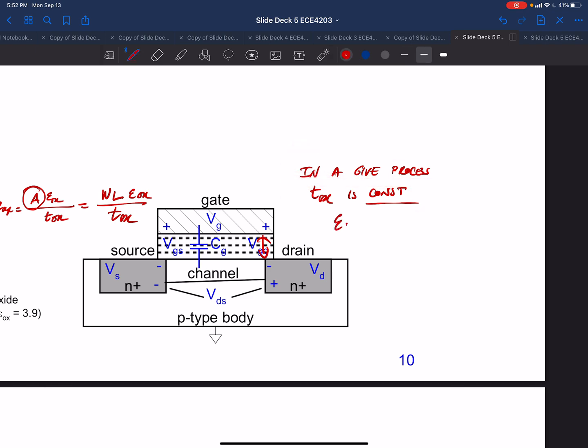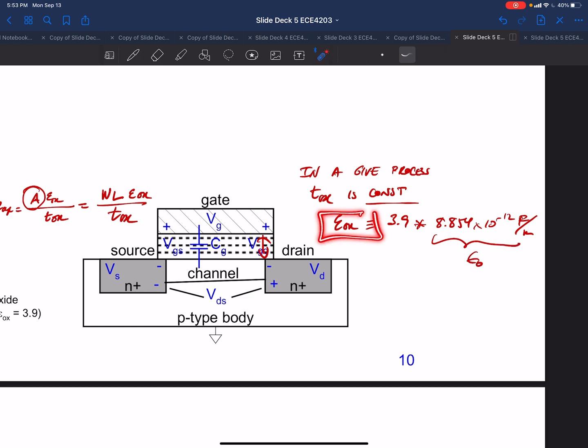And then epsilon oxide, which is the dielectric constant or permittivity of silicon dioxide, is of course constant. I believe it is 3.9, if I can remember right. I'll have to check this for you guys. And that's multiplied by the permittivity of free space, in farads per meter. So this is epsilon naught. So this is constant, this is constant.